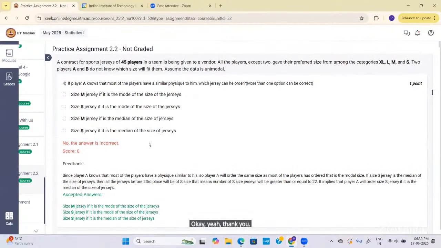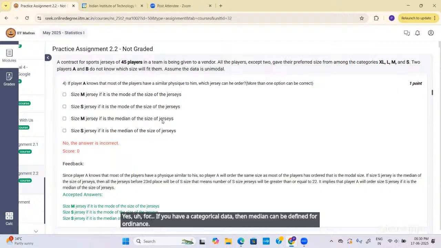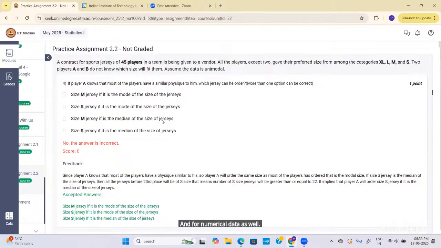Ma'am, is it that the median is only defined for ordinal variables? Yes, if you have categorical data, then median can be defined for ordinals and for numerical data as well, but not for nominal data.